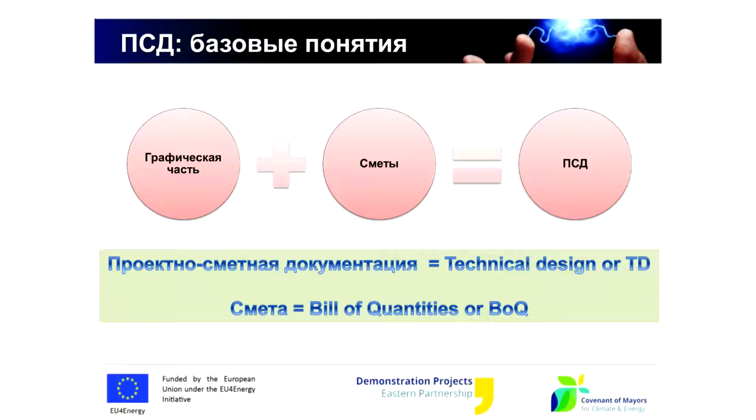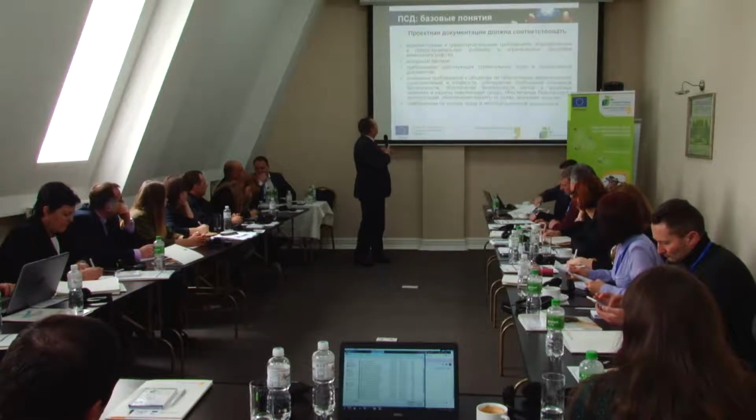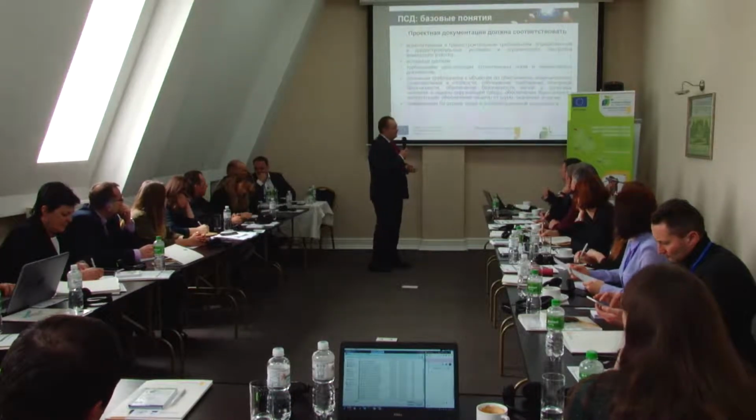The documents consist of the graphical part, which are the drawings, the explanatory documents, and the bill of quantities, which are the expenditure documents. In the English version, this is technical design or TD, and we will further on use this. So for you to know that TD stands for design and estimate documents, and you may also have bill of quantities.